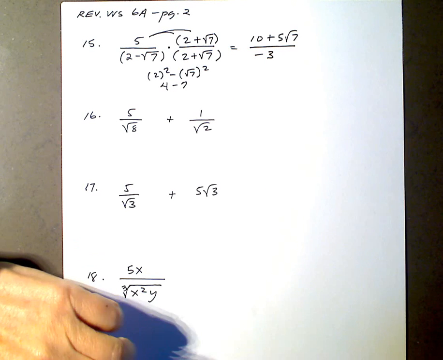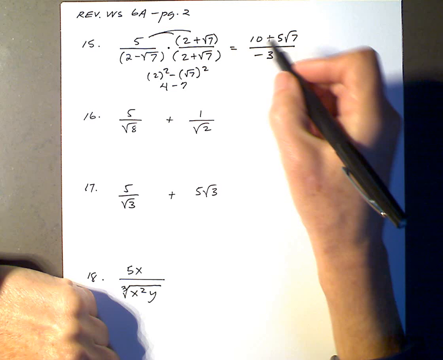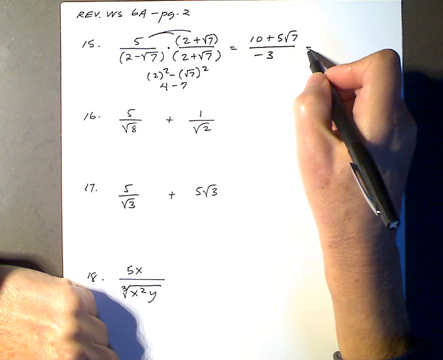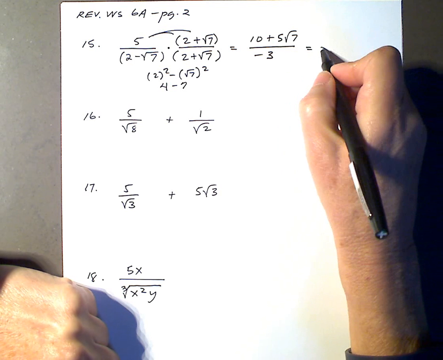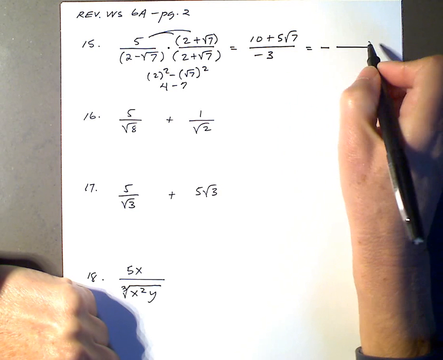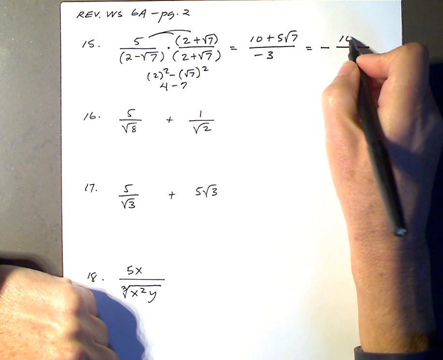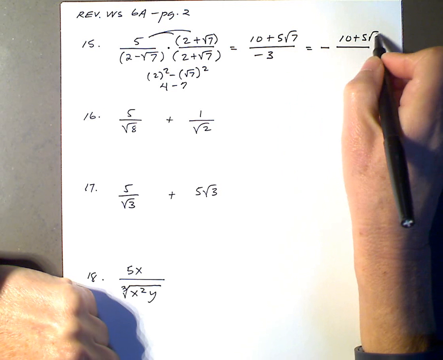On your answer key, I know they've got this written as a fraction. They've factored out a negative 5/3. But we could just look at this as negative out in front, 10 plus 5 root 7 over 3.